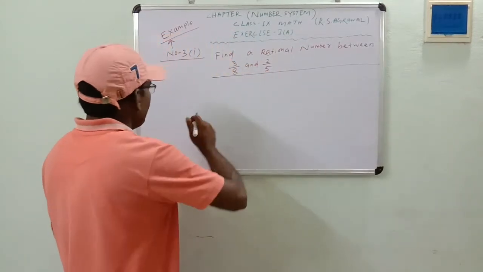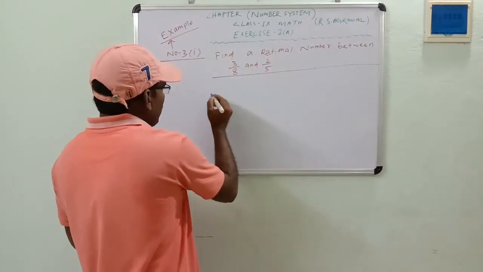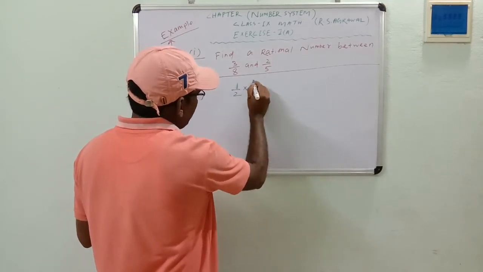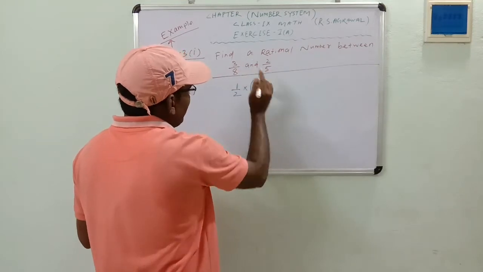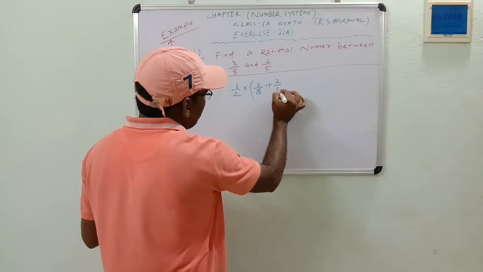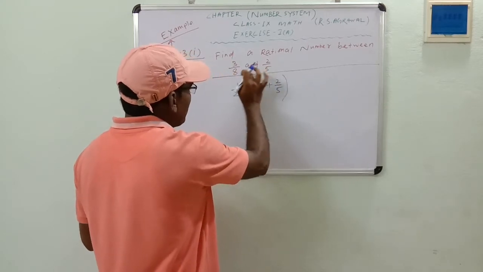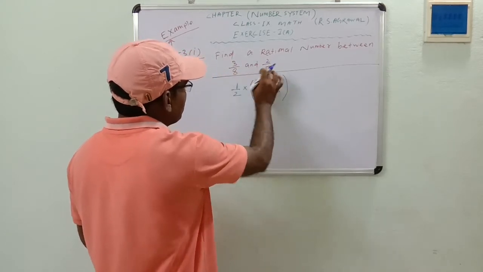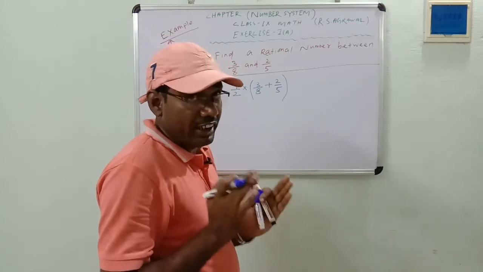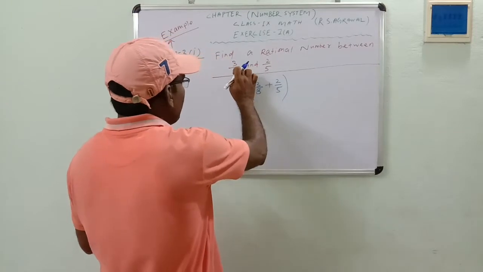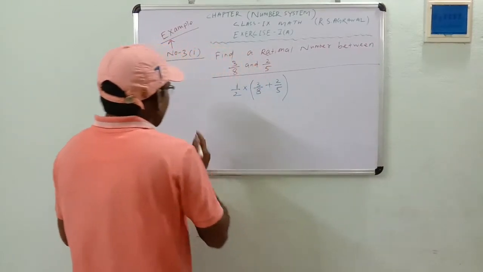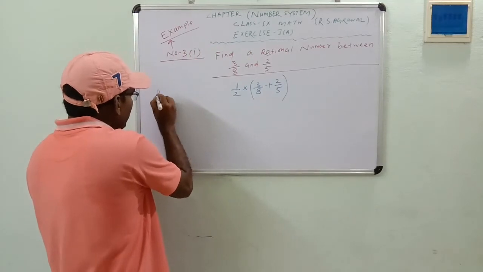Therefore you have to use the formula 1/2 into a plus b. Value of a equal to 3/8 plus value of b equal to 2/5, because these two are our given rational numbers. But in the rule it has been mentioned as a and b. So value of a will be taken as 3/8 and value of b will be taken as 2/5. So it is the required rational number.